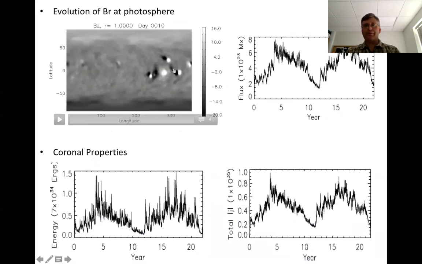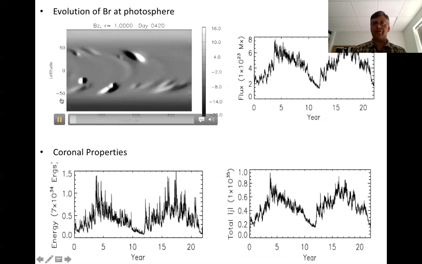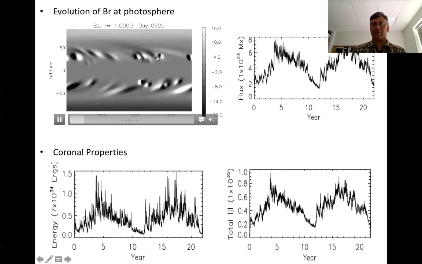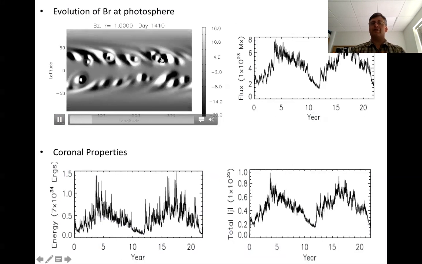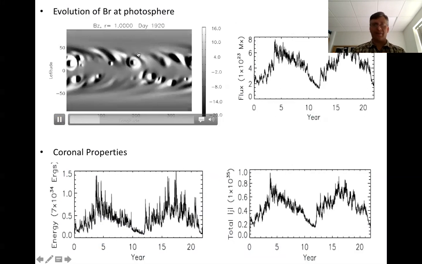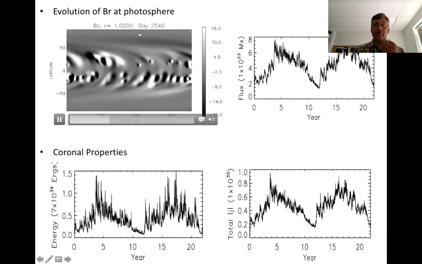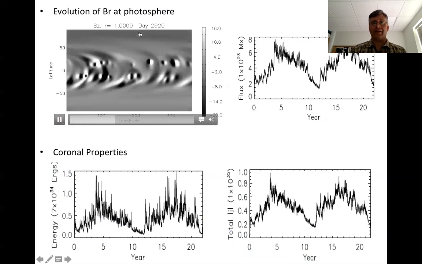So, if we consider the properties of the radial field within the simulation and some of the coronal properties, then if we start the movie off, you're going to see the evolution of the radial field over the 22 years. Initially, the northern hemisphere has positive flux, the southern hemisphere has negative flux. As we start the simulation off, we see the emergence of the bipoles, we see the surface flux transport shearing them, you see the transport polewards, and then the reversal of the polar fields just after cycle maximum.